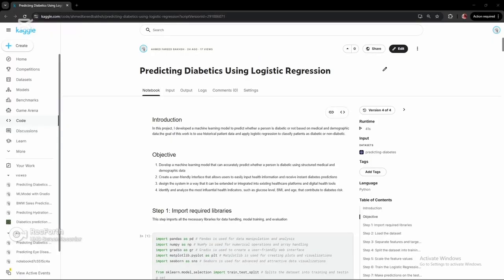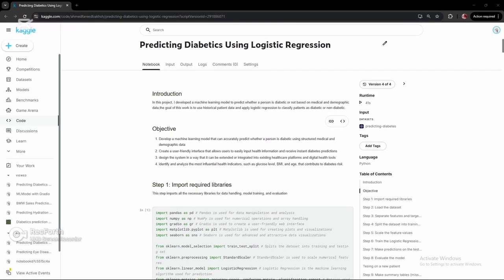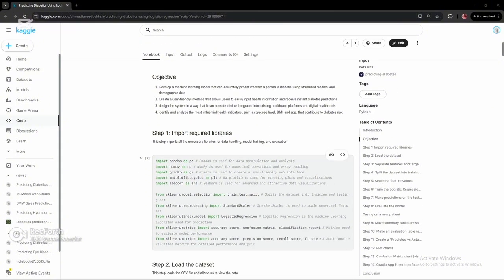Let me walk through this. I will explain my machine learning notebook step by step. The aim of this code is to build a logistic regression model that predicts whether a person is diabetic or not using medical data. I will start from importing the libraries, then loading and exploring the dataset, pre-processing, model training, evaluation, and finally deploying the model using a Gradio interface.